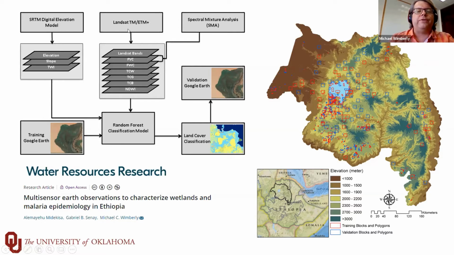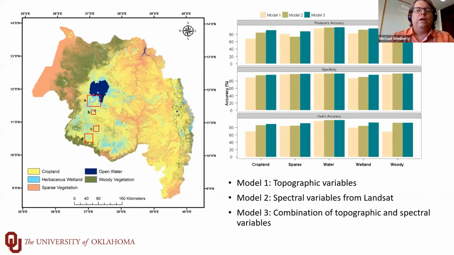Then he brought together both spectral data from Landsat, in addition to some topographic indices from a digital elevation model, put them into a machine learning algorithm, random forest, generated a classification, and then we validated it on some independent data. So a pretty standard approach.